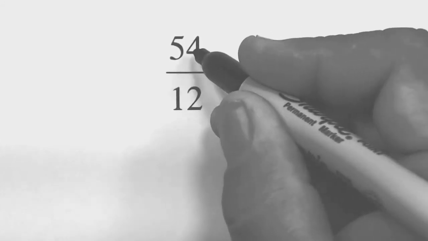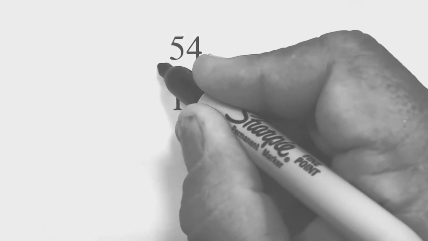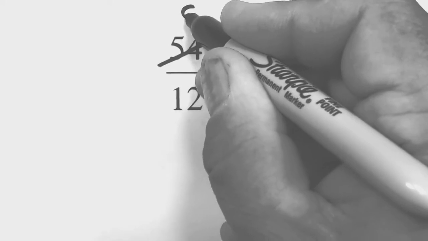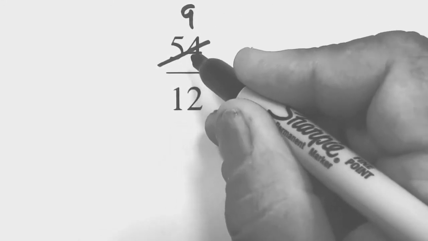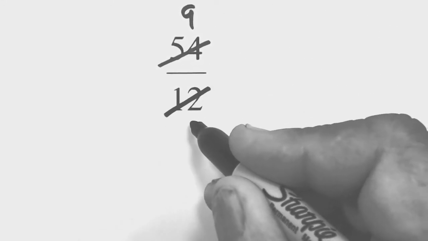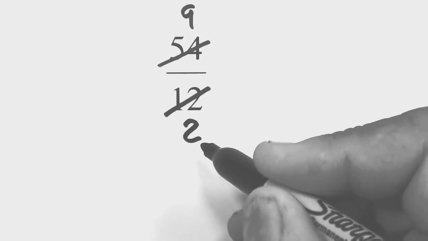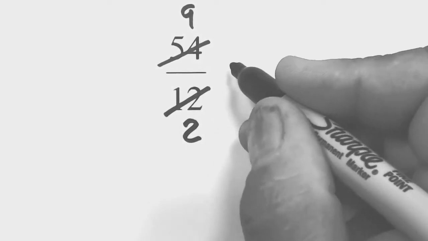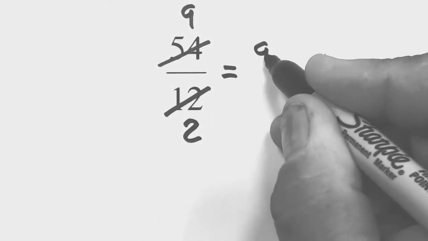Okay, 54 over 12. Again, there's some reducing we can do here. Let's see, I think a 6 will go into both of these. 6 goes into 54 9 times. 6 times 9 is 54. 6 goes into 12 twice. So what we end up with here is 9/2.